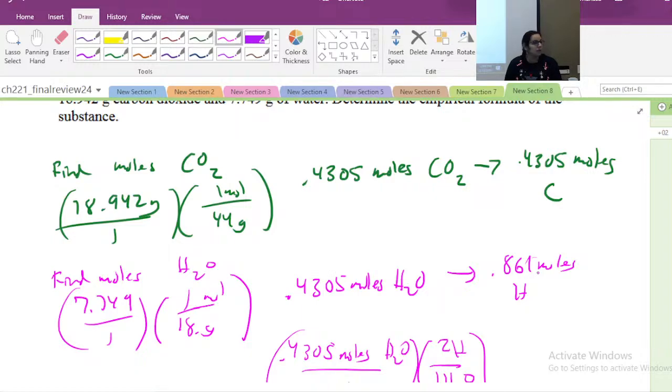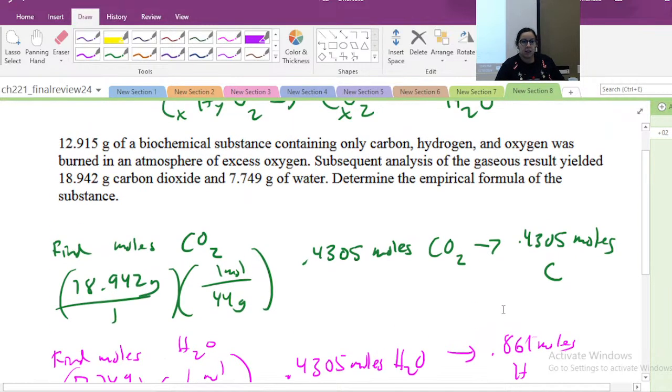Do we skip right to carbon? You can find the molar amount of carbon, because that's not added. There's not an unknown amount of carbon being added. So we got moles of carbon, we have moles of hydrogen, and we have the mass of the original sample.